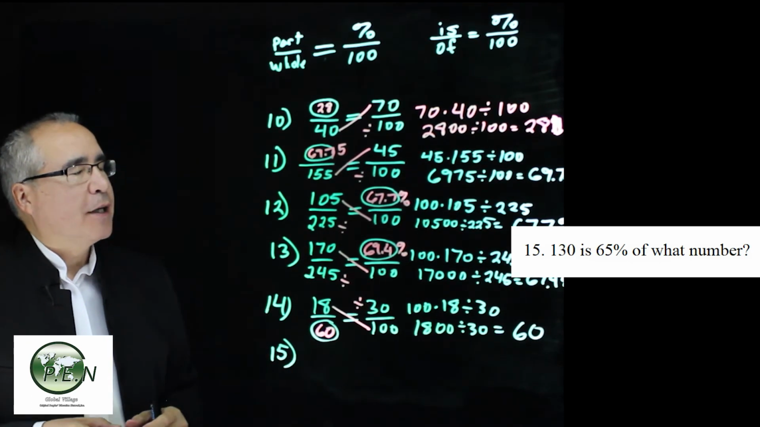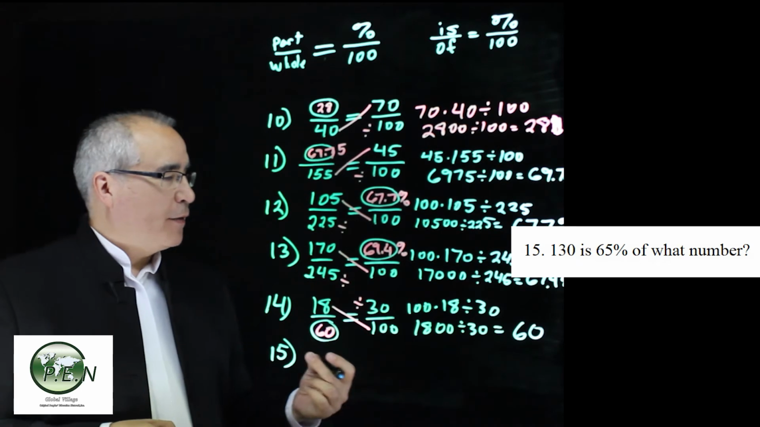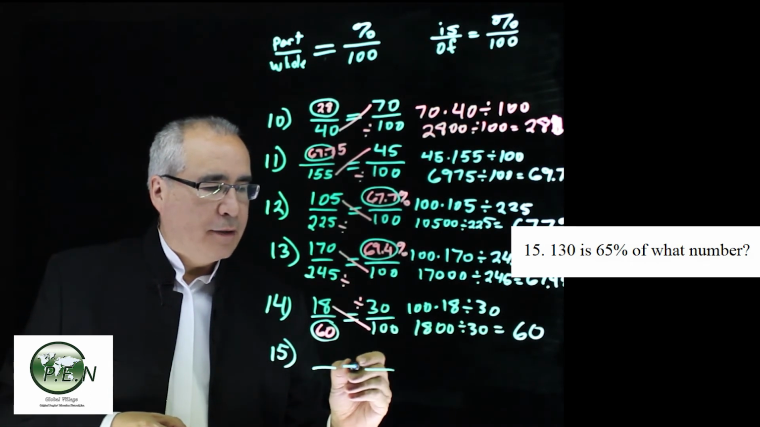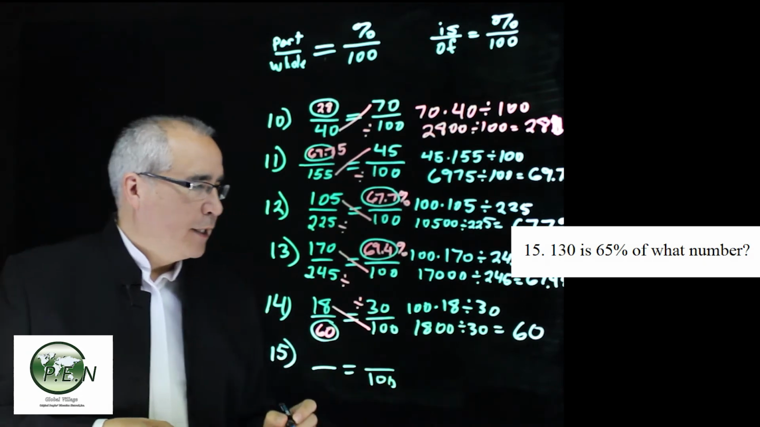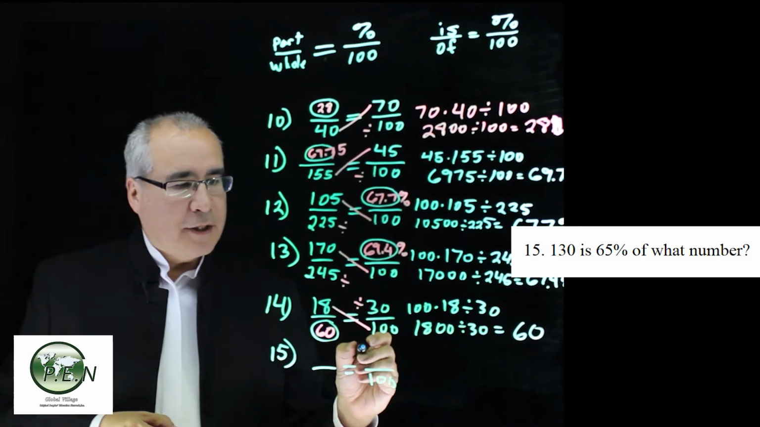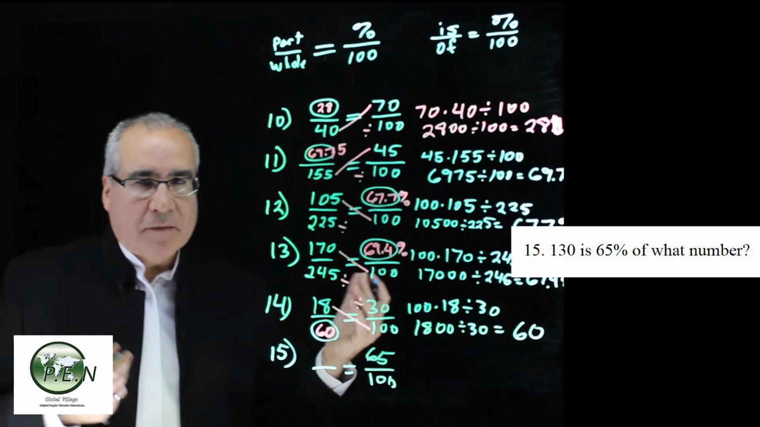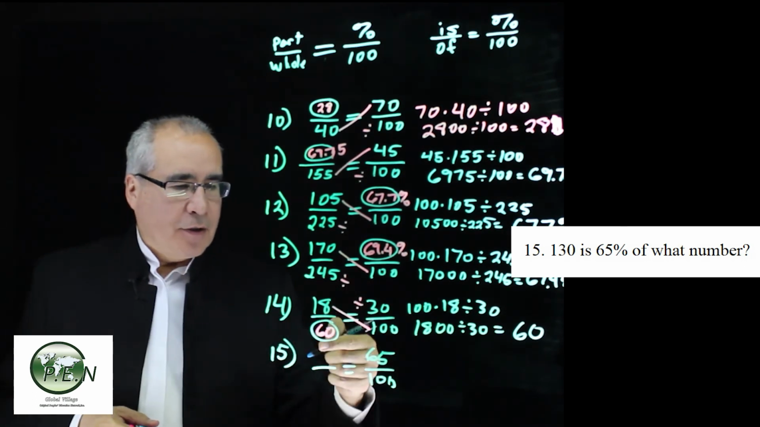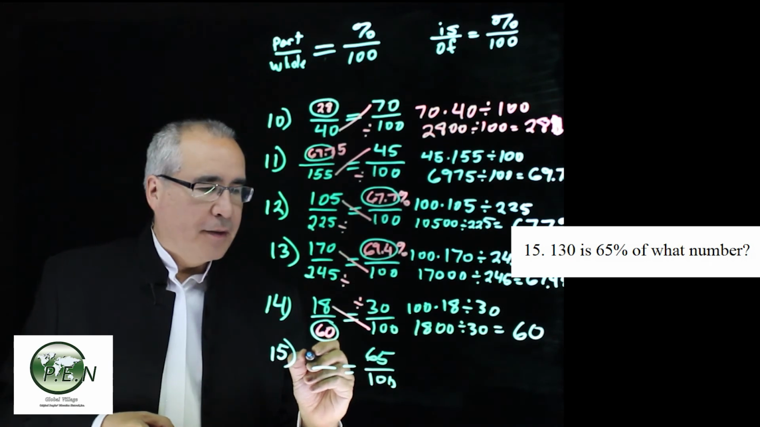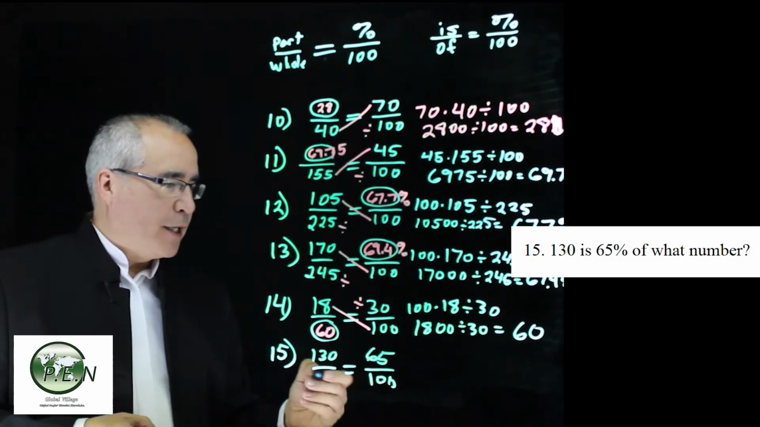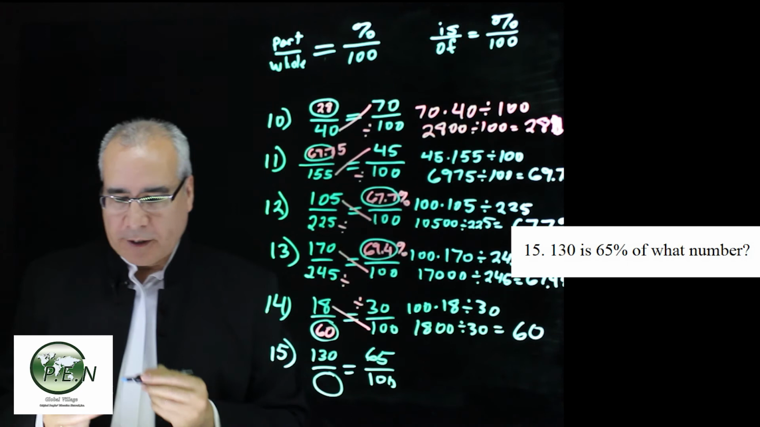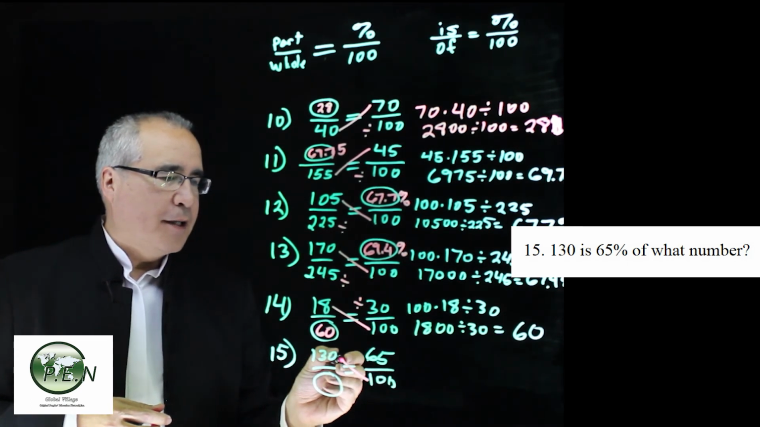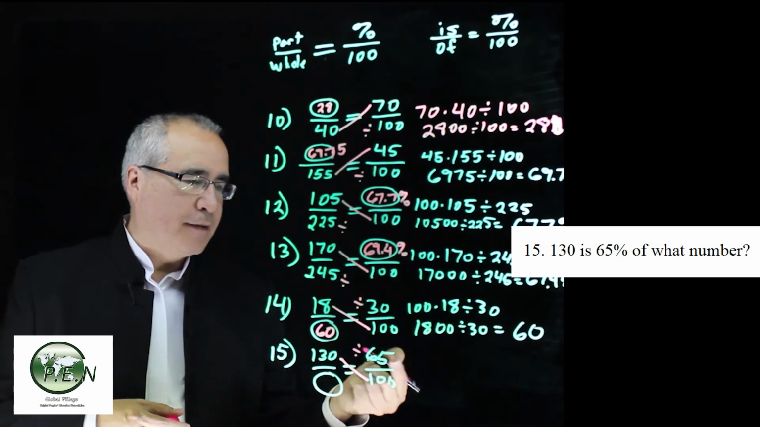And the question. 130 is 65% of what number? Okay, so two fractions equal to each other. 100 goes here. 65%, I see a percent. I know exactly where to put that. Nothing to even think about. 130 is over the of. 130 of what number? That's what we're looking for. Okay, and just like number 14, 100 times 130 divided by 65.